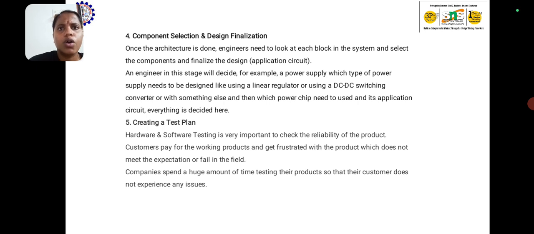Till now we have seen the ideas that the customer needs and the time taken to solve the problem, and then component selection and design finalization. Here comes the major part, creating a test plan. Hardware and software testing is very important to check the reliability of the product. The customer pays for a working product and gets frustrated with a product which does not meet expectations or fails in the field. Companies spend a huge amount of time testing their products so that their customers do not experience any issues. This plays a major role in the development of hardware and software.